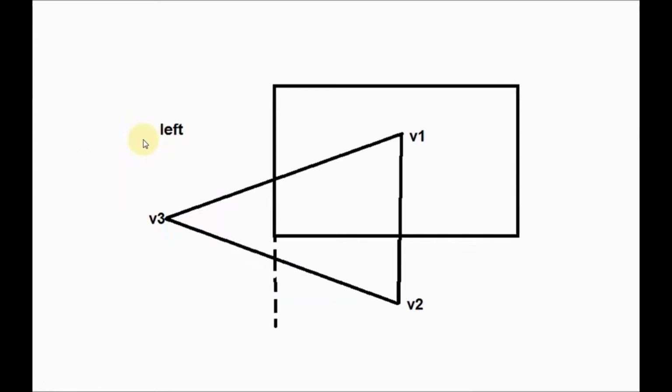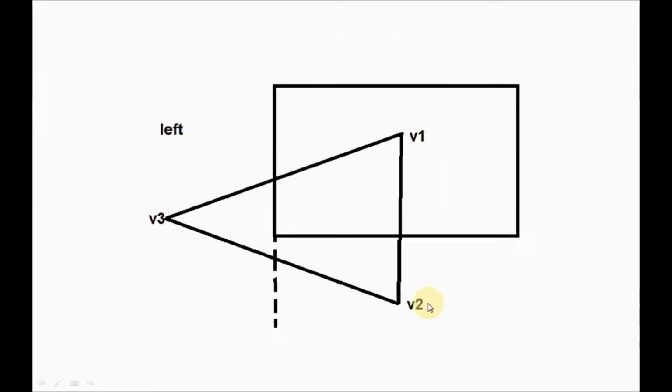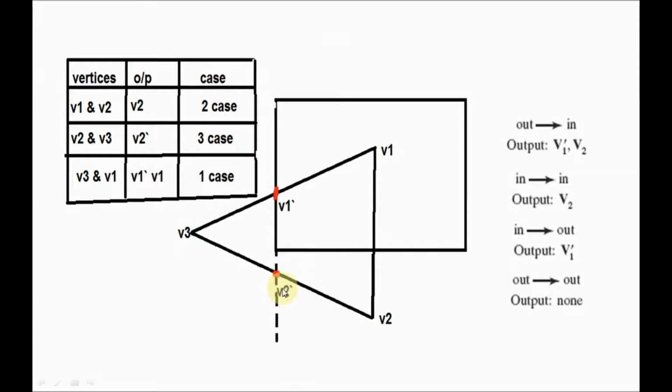In that case, as I explained, the movement you have to consider is from inside to outside. So v2 is inside, v3 is outside. What is the output? You have to consider the intersection point, that is v1 dash here. So v1 dash here is v2 dash. That is the intersection point when moving inside to outside, v2 v3. Getting, guys? Now v2 dash is the output.